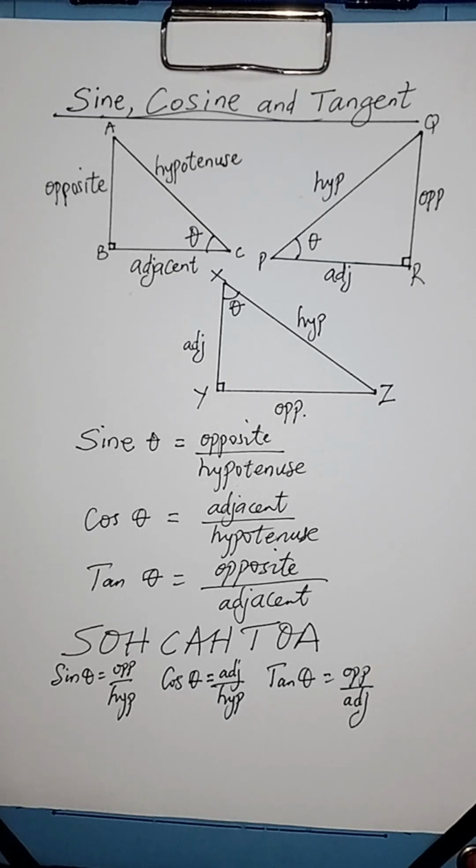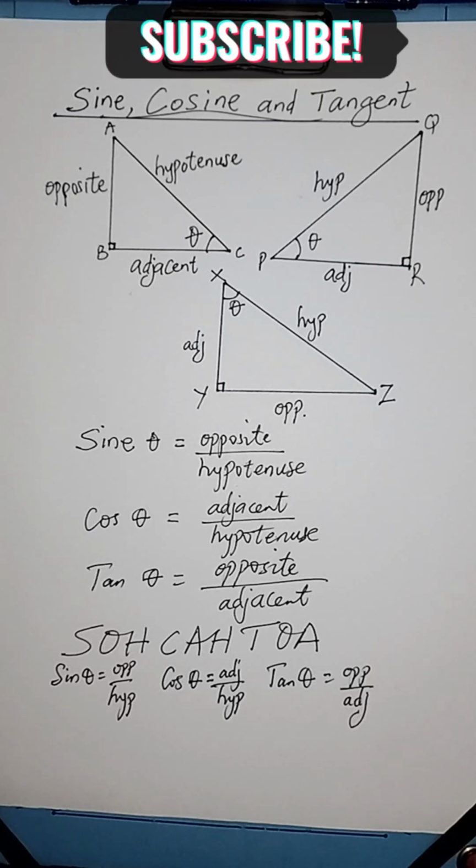What is involved in solving right angle triangles? It involves the use of sine, cosine, and tangent, what some call SOHCAHTOA. Do you find it easy to solve right angle triangles using trigonometry, sine, cosine, and tangent?